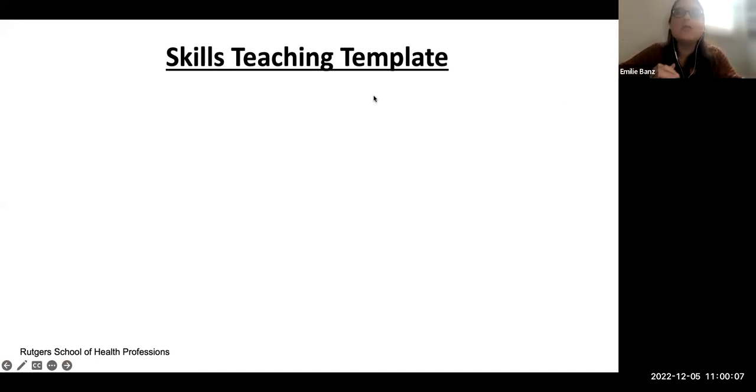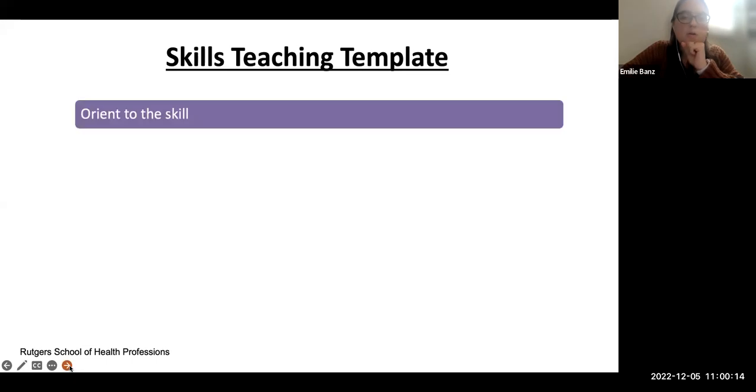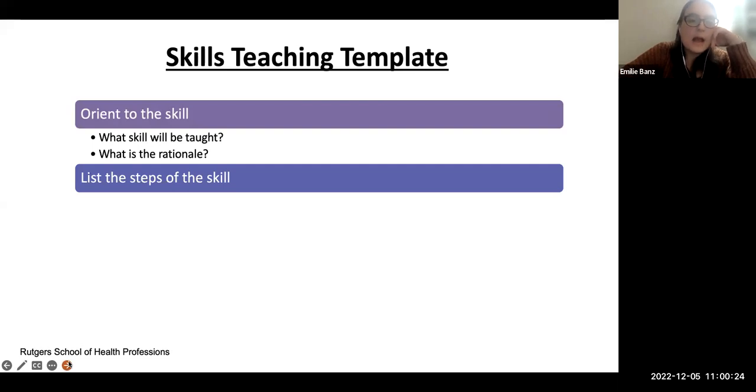This is really breaking the skill down into baby steps, okay? So the first thing you're going to do is orient the person to the skill, again talking about what skill is going to be taught and what the rationale is. And then you're going to list the steps of the skill. Now, in tell, show, do, you don't necessarily have to list the steps.